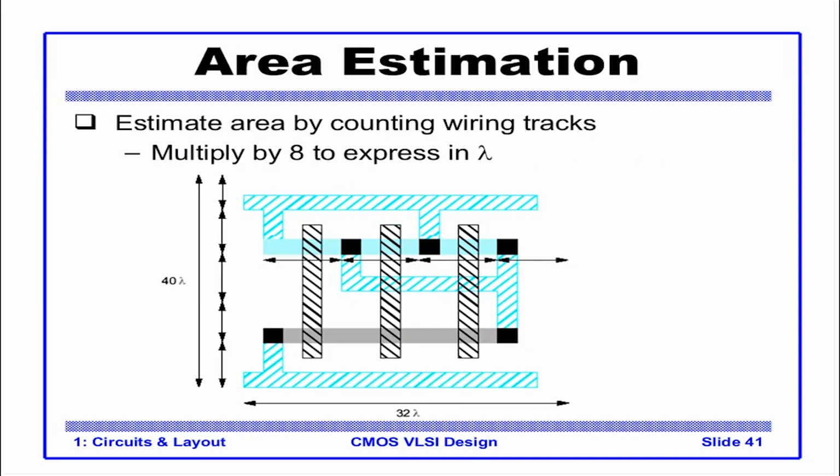How do we estimate the area of a gate after the layout? When we are drawing the layout, we estimate the area by counting the wire tracks. For example, for this kind of a gate, since the pitch of the wire is 8 lambda, we could multiply by 8 to express in terms of lambda. So let's say this is 40 lambda, so this is 5 wiring tracks, this width is 32 lambda, so the area of this gate is 40 lambda by 32 lambda.